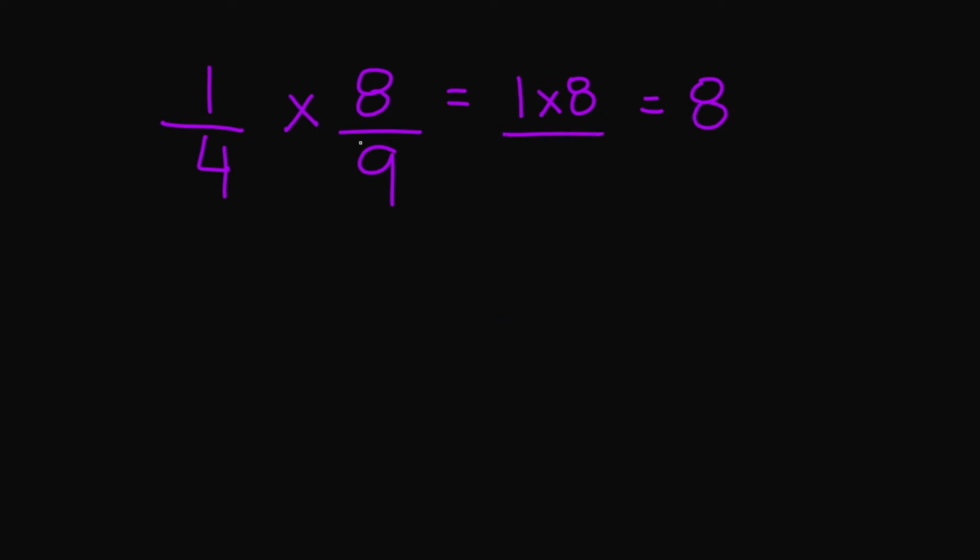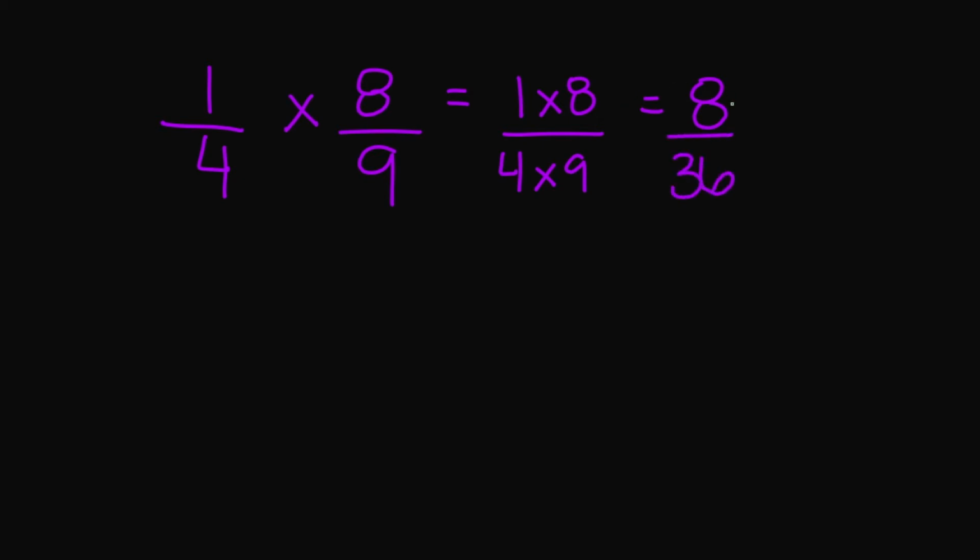Let's try 1 over 4 times 8 over 9. I'm going to multiply across. 1 times 8, we have 1 times 8 on top. This is going to give us 8. And then in our denominator, we have 4 times 9. This is going to give us 36.